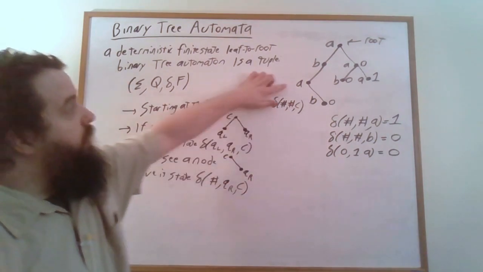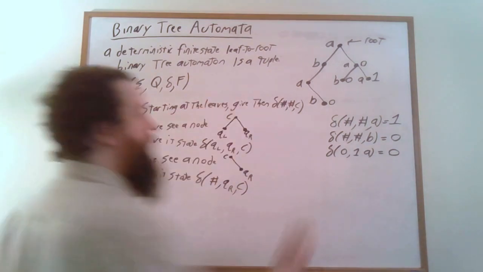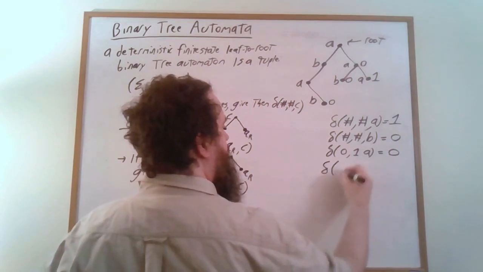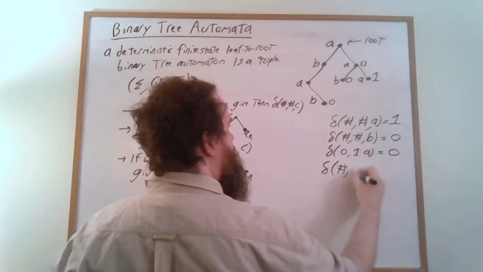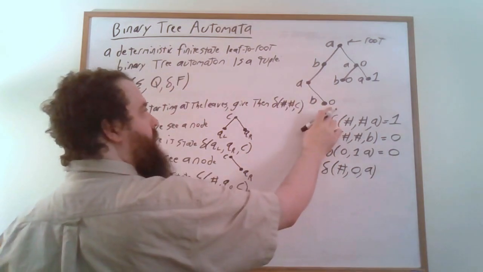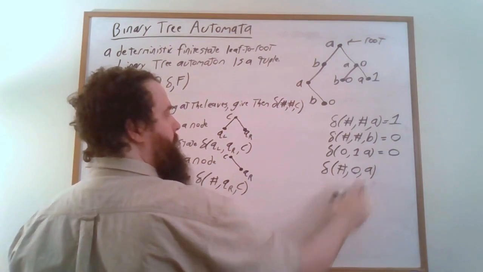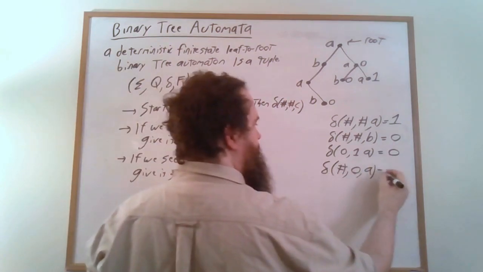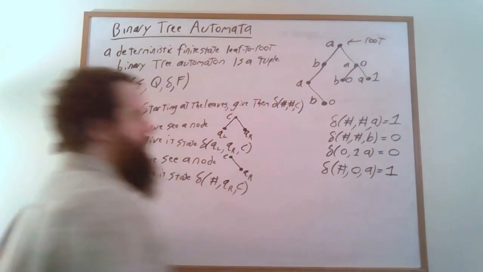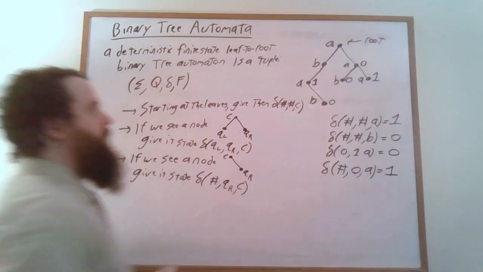So in order to figure out what state to associate to this node here, we're going to want to look up delta of octothorpe 0A. No left child, the right child gets state 0, the node itself has state A. And let's say that this is equal to 1 for this particular function here. That means that we'll associate the state 1 to this node here.